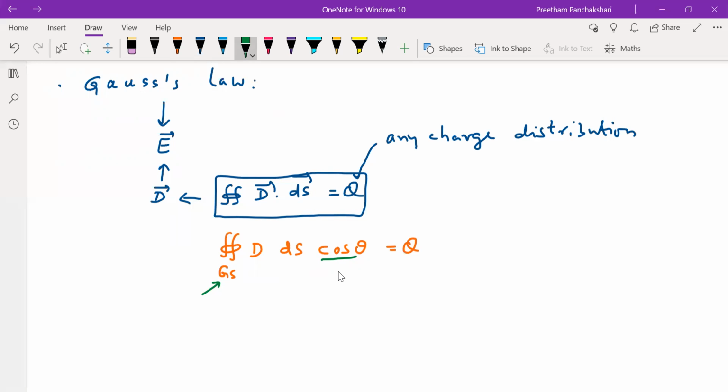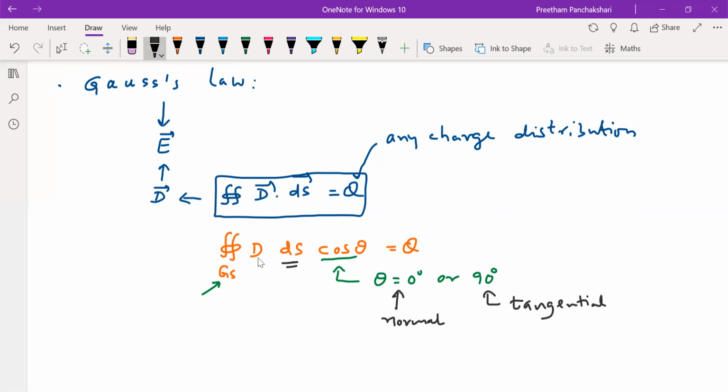To reduce the complexity, you know that we choose theta as either 0 degree or 90 degree. These two angles make cos theta either 0 or 1. So the three terms under the integral sign become two. But how to choose theta as either 0 or 90 degree? That is by visualizing or constructing a closed surface, that is a Gaussian surface, such that it is either normal or tangential to D. This angle theta is between the closed surface and D.